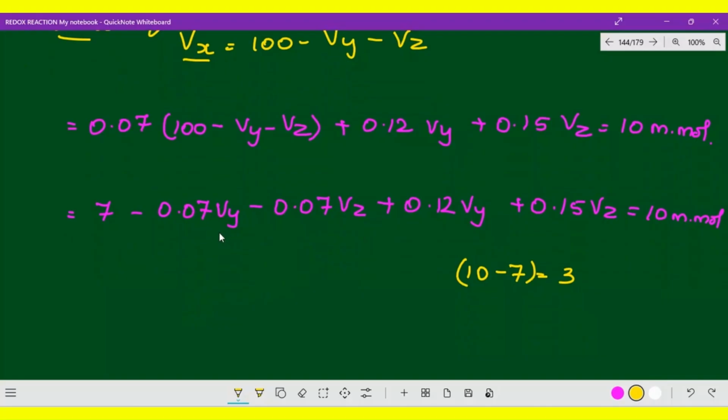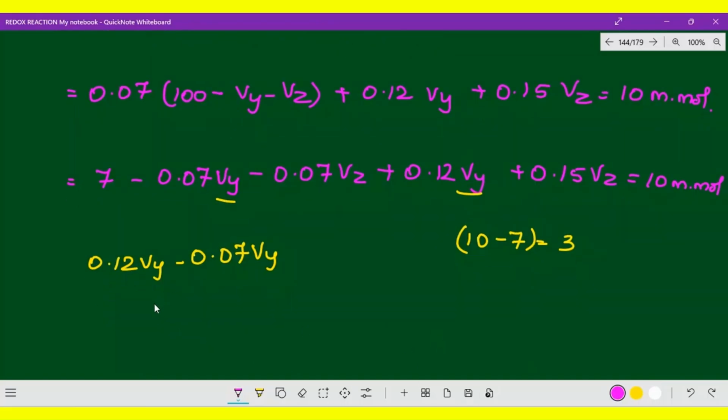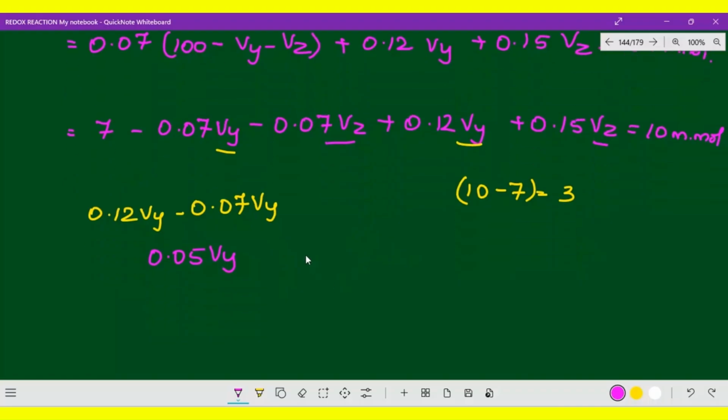And the same way here, one by one we will go. So here what it is, Vy is there, here also Vy. So that means here 0.12 Vy minus 0.07 Vy. So how much will you get for both? You will get 0.05 Vy. And the same way here, Vz is also available here and here. So here 0.15 Vz minus 0.07 Vz, equal to how much? You will get 0.08 Vz.